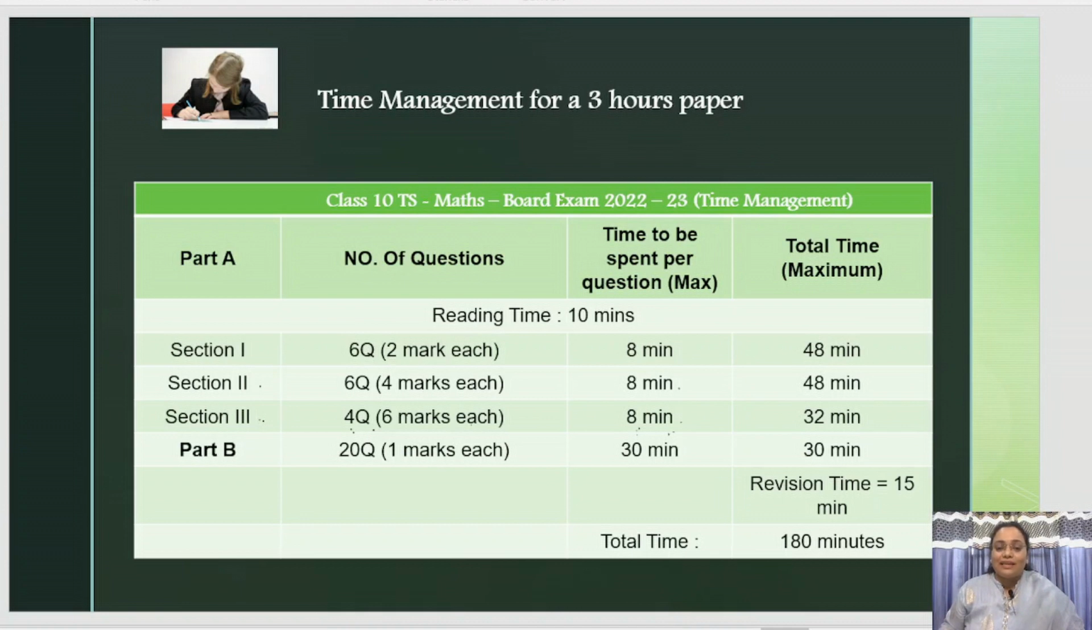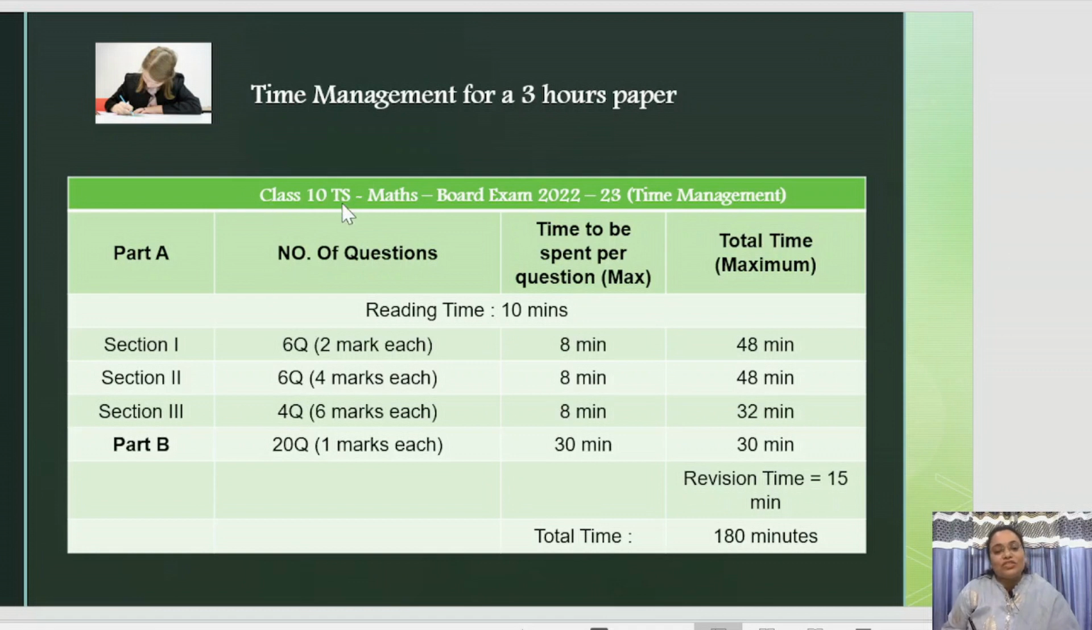Let us see how we manage time for class 10 Telangana students. Telangana class 10 students have 2 parts, Part A and Part B. Part A has 3 sections and Part B has MCQs. In Part A, the first section has 6 questions, each carrying 2 marks. If they take 8 minutes to solve one question, they can complete section 1 in 48 minutes, not more than 48 minutes. This is the maximum time I have taken to complete the paper.